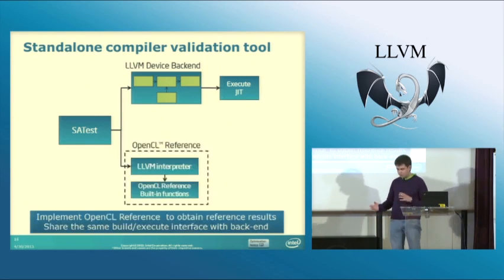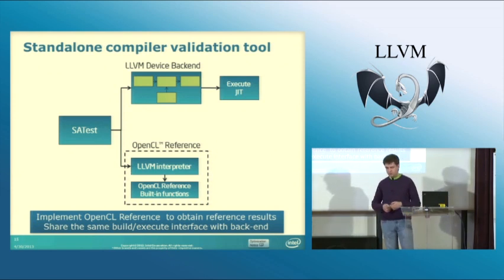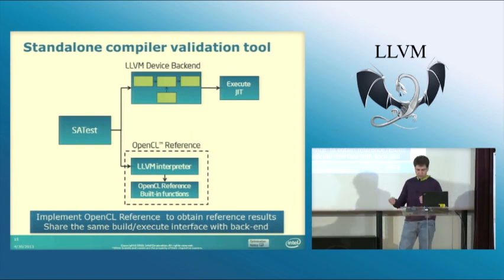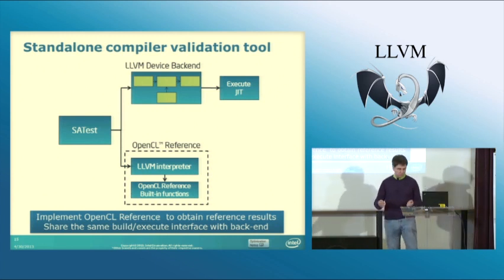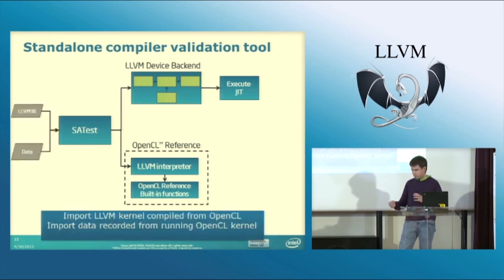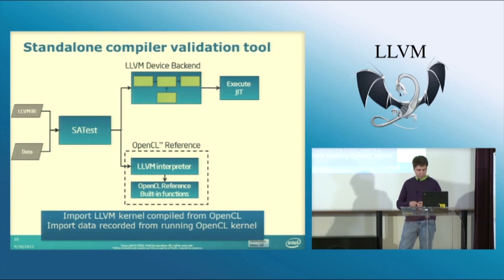The next thing is that we needed to compare it against something. For that, we implemented the so-called OpenCL reference. That's where the interpreter comes into play, the LLVM Interpreter. For obtaining reference results, we used the LLVM Interpreter, and we also implemented a block with a library of reference functions, which are slow, but produce highly accurate and stable results when running those built-in functions. The reference and the device backend share the same interface, so the standalone utility can talk to them in a similar way.